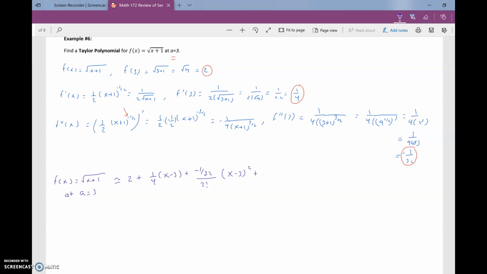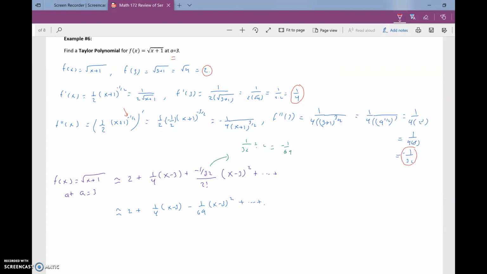And then technically plus. All I need is the first 3 non-zero terms. And from these, this one's going to actually reduce. So you have 1/32 divided by 2. So I'm going to get negative 1/64. So let me rewrite the actual expansion. In this case, you're going to have 2 plus 1/4 (x minus 3) minus 1/64 (x minus 3) to the second plus the dot dot dot.